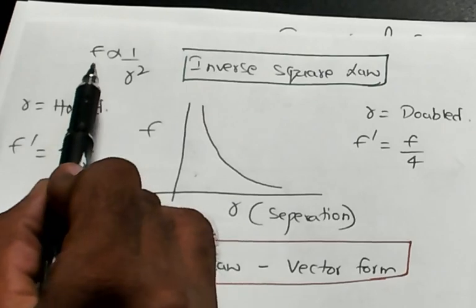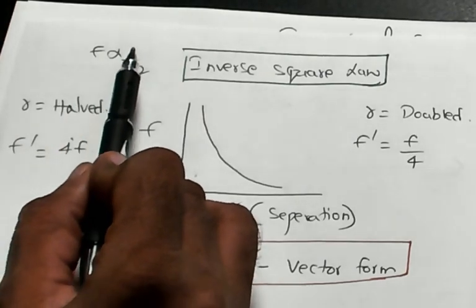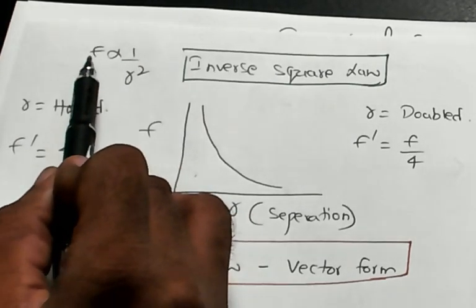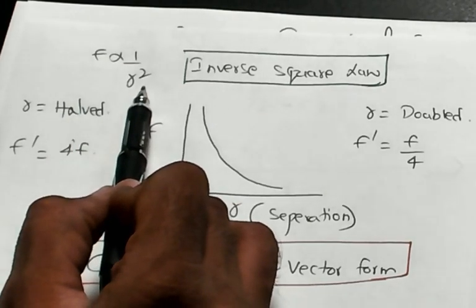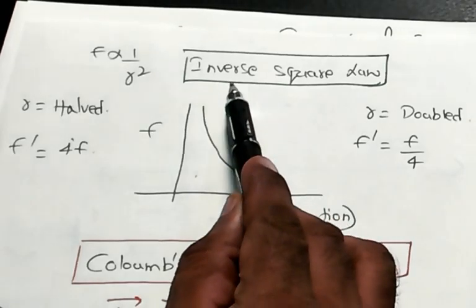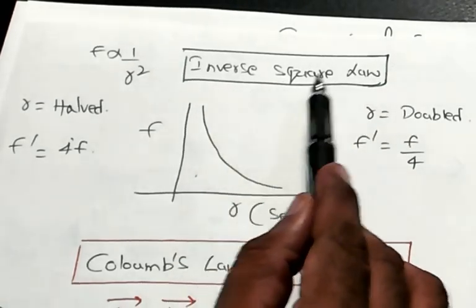So, F is proportional to 1 by R square. यहाँ क्या हो गया Coulomb's law में? The force is inversely proportional to R square. इसलिए इसको क्या कहते हैं? Inverse square law.